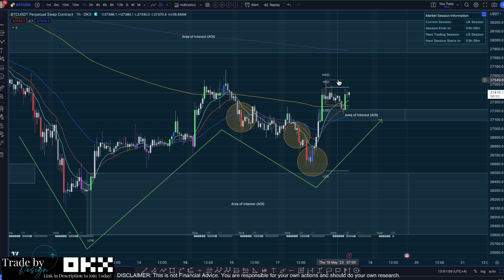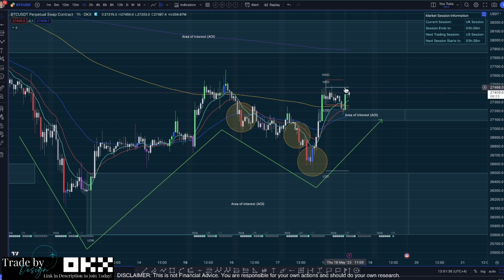So that's very, very important. It's the 27,550 level. We really need to break that if we're to expect another rise up to this 800 EMA here, which is at the 27,850 level. So it's extremely important that we break that. I don't like at this point in time that we have so many wicks at that level.